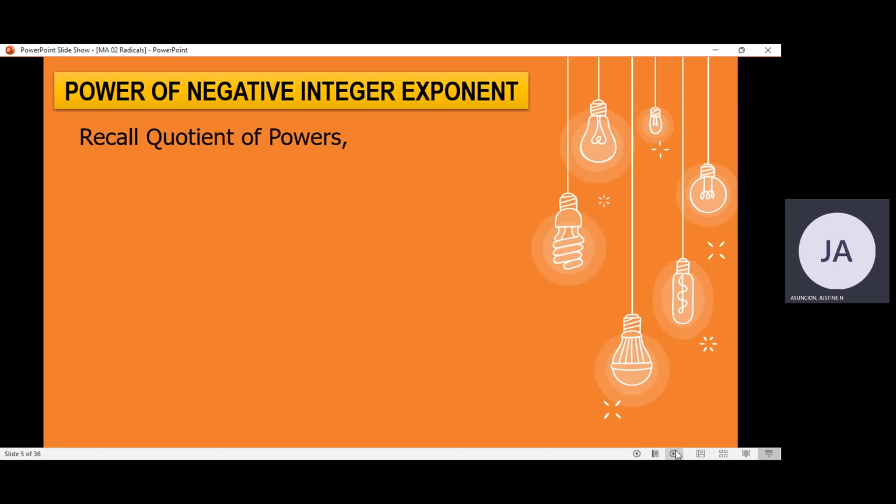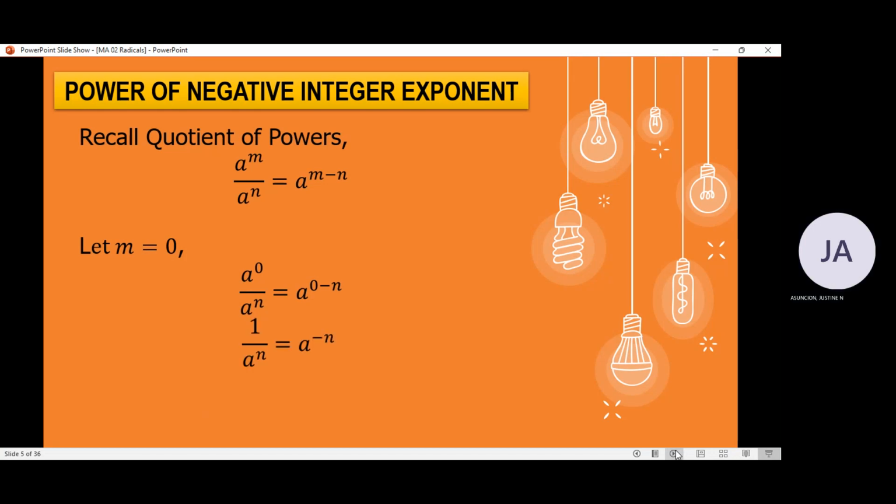Let's recall the quotient of powers. We have a raised to m divided by a raised to n is equal to a raised to m minus n. Again, let m be equal to 0. So we'll have a raised to 0 over a raised to n is equal to a raised to 0 minus n. And a raised to 0, as we all know, is the power of the zero exponent, which is 1. And 0 minus n is negative n. Therefore, we have the power of negative integer exponent, which is a raised to negative n is equal to 1 over a raised to n.